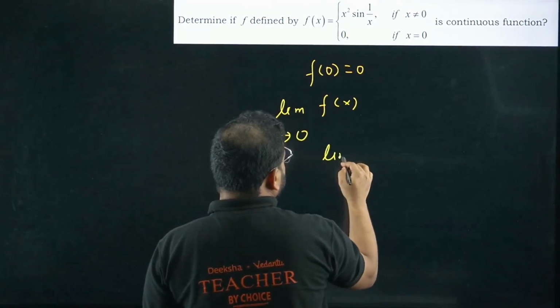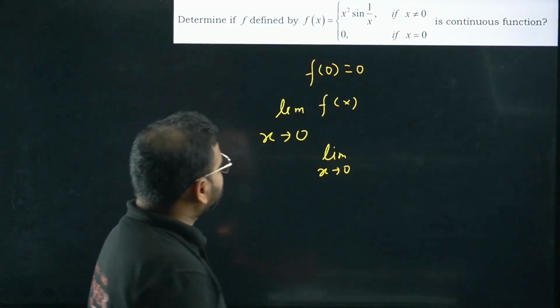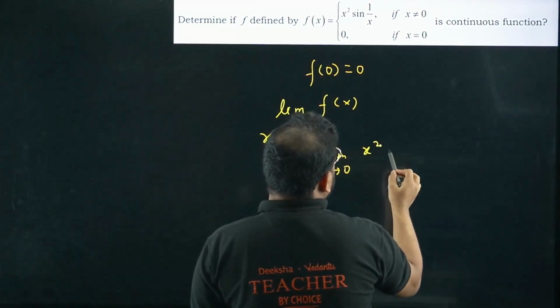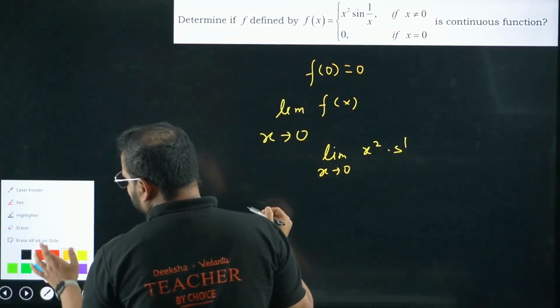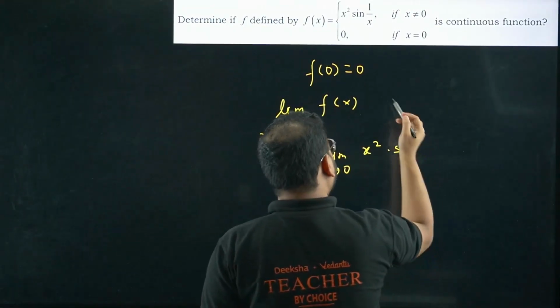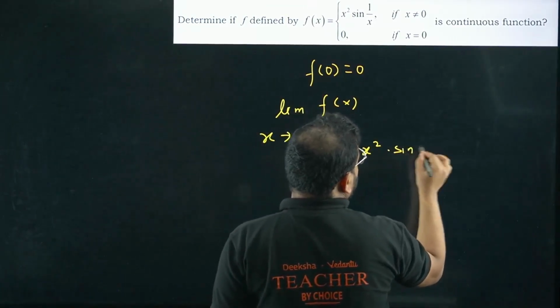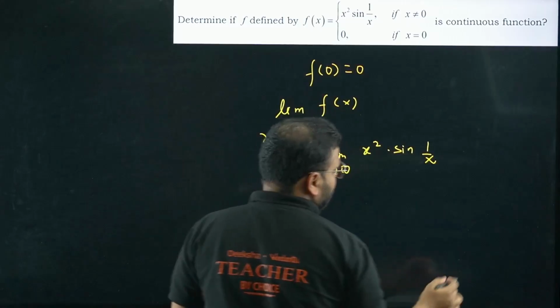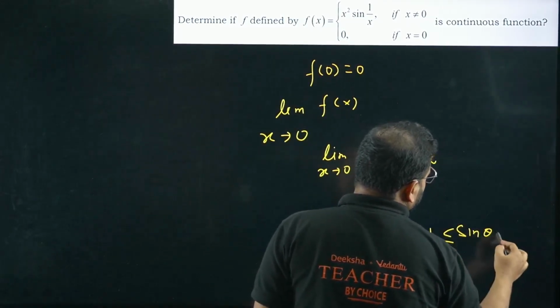So let's do this. Limit x tends to 0, and we get x square sine 1 by x. You can find both LHL and RHL also; both approaches are correct. Think about it: if I have sine theta, it will range from minus 1 to 1 only.